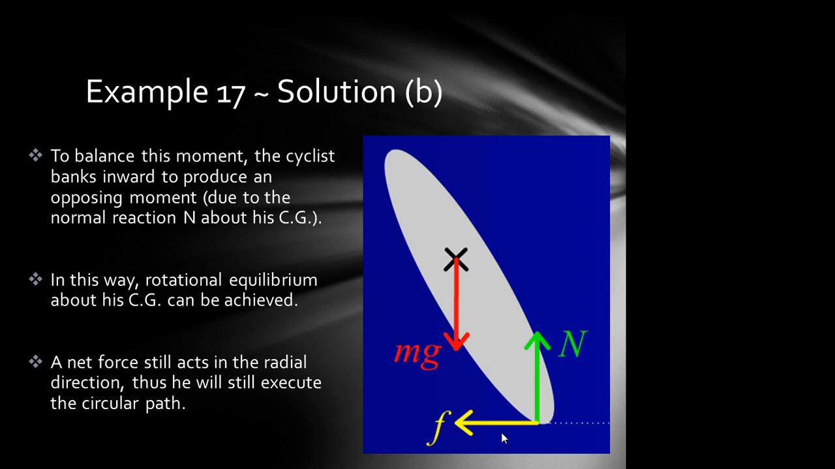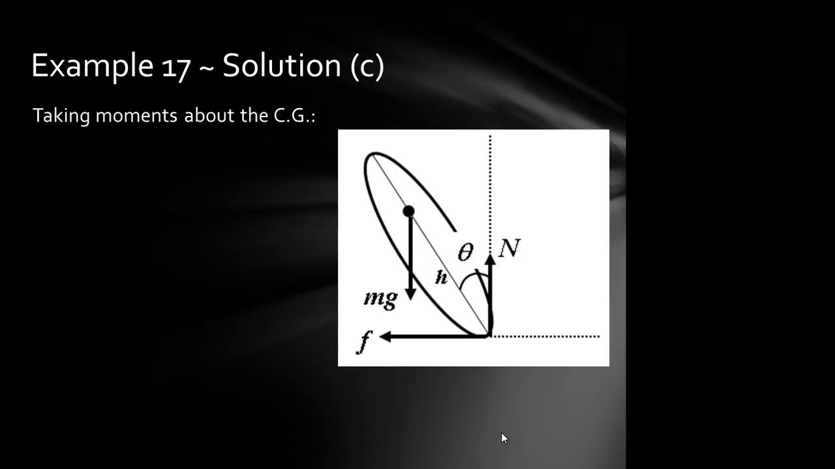Does he still have a net force in a radial direction? Yeah, he still has friction. So he can still move in circular motion while being at rotational equilibrium. So let's do the mathematics. Let's consider the angle which the CG makes towards the vertical, theta.